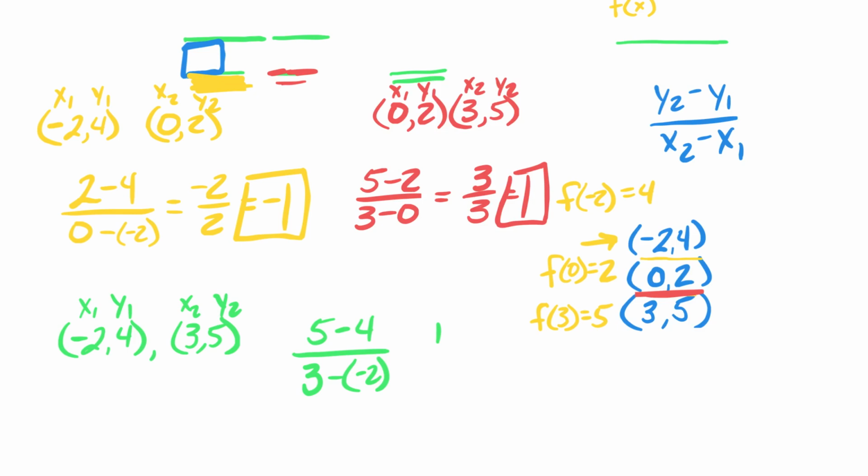So we have 3 minus a negative 2, which is essentially plus. Remember, minus a negative is positive. So we end up with 5 minus 4, 1 over the denominator 5. So our rate of change is going to be 1 over 5.